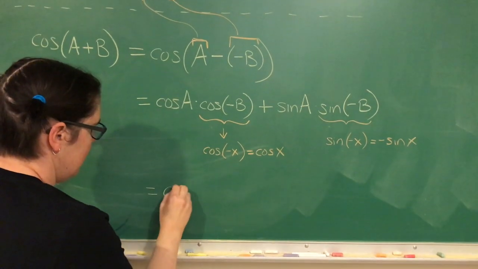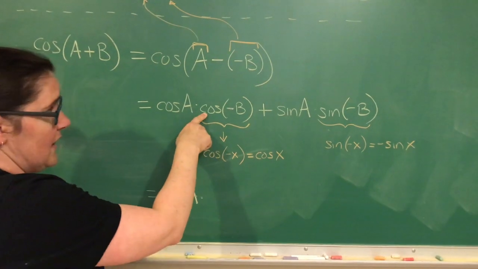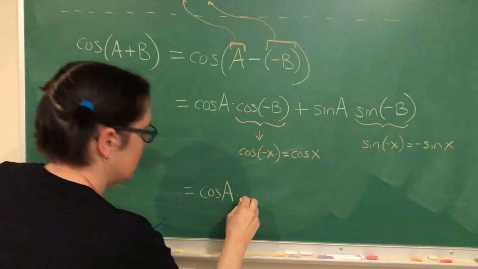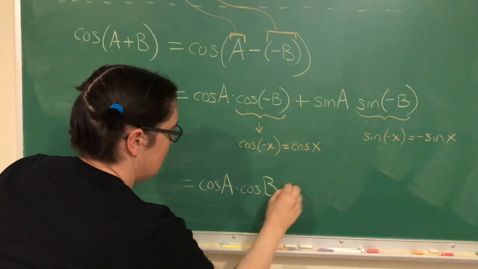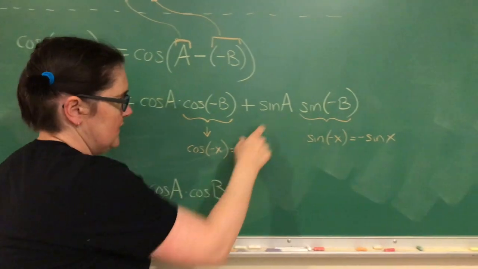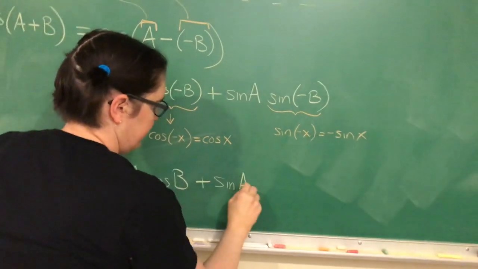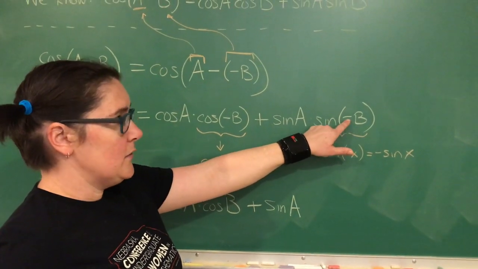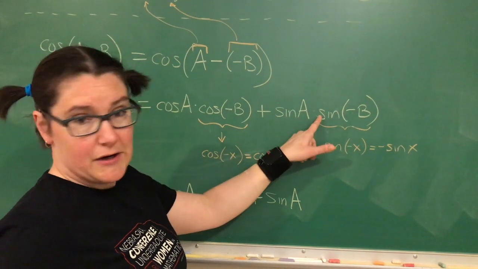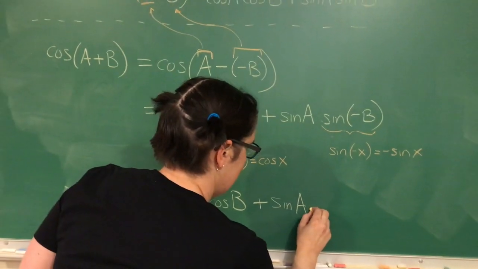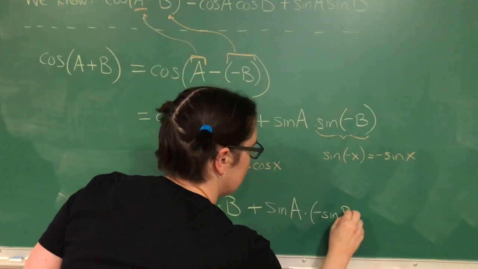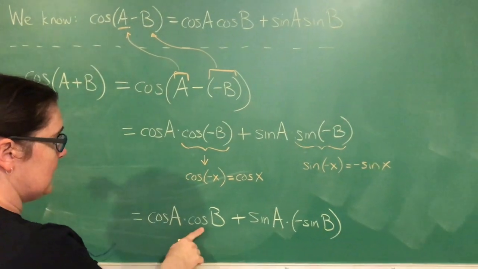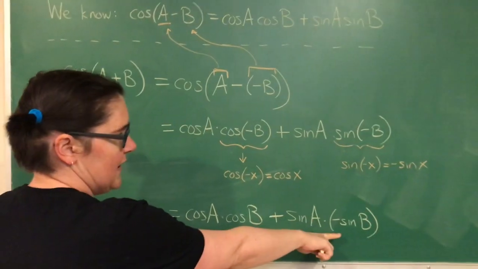Okay, so we're going to write some new stuff down here. We still have cosine of a. Cosine of negative b is the same thing as just ignoring the negative sign. So we have just cosine of b, and then a plus sign, sine of a. And now when we have sine of a negative angle, the way we can deal with this negative for the sine function is to bring it out in front. So we have sine of a times negative sine of b. All right, so cosine of a times cosine of b plus sine of a times negative sine of b.